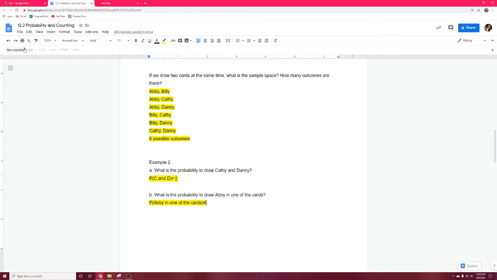So what you're going to put on the top? It will be 3. Awesome. 3. On the bottom is all the possible outcomes, which will be 6.